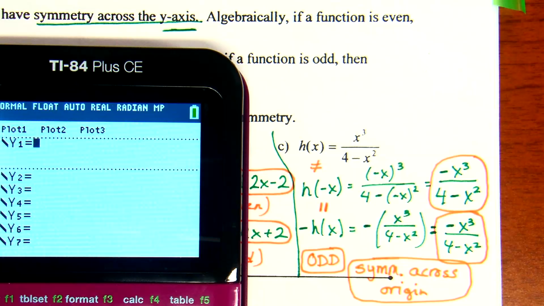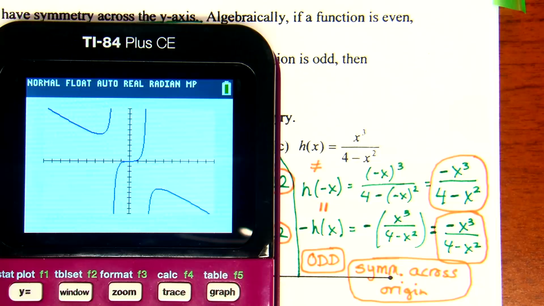Okay. I'm not going to ask because you guys don't really know. I'm going to tell you. This graph is symmetric across the origin.